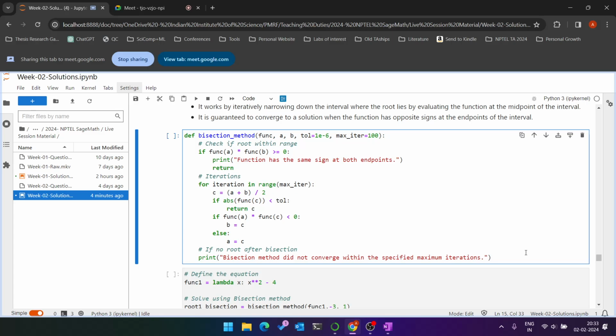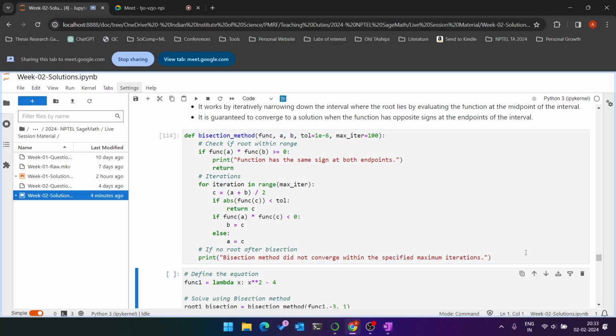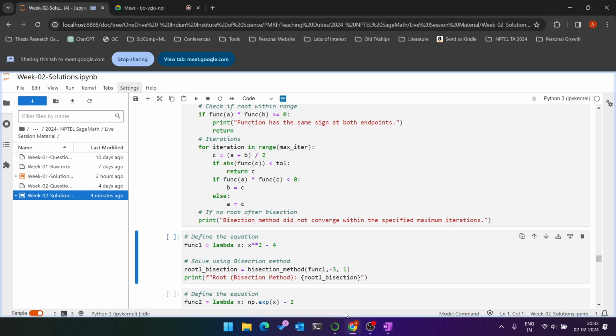So hopefully this is clear. I'll just run this function. Then we define an equation. We are defining our function as x square minus 4, and our function is func1 equaling lambda x: x square minus 4.